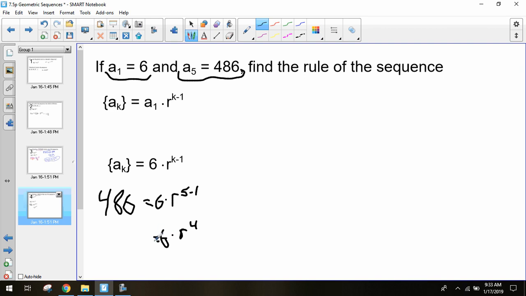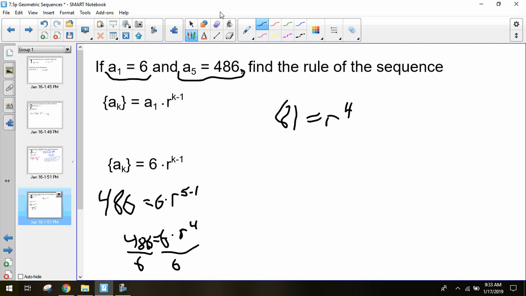So 486 equals 6 times r to the 4th. Now, in order to solve for r, we have to get rid of the number in front, so we're going to divide by 6. We take 486 divided by 6, and if you use your calculator, that gives you 81. So we have 81 equals r to the 4th.